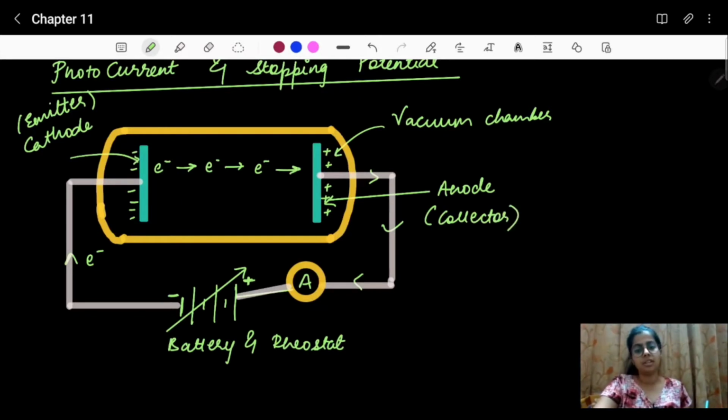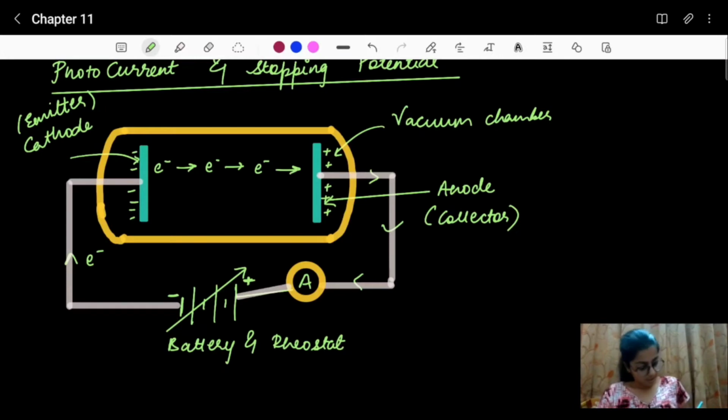As it is here, the charge is positive, so that's why the electrons will get attracted towards it. So electrons are moving from cathode towards anode, and can you see that there is a battery which is switched on. So there is flow of electrons in this circuit.